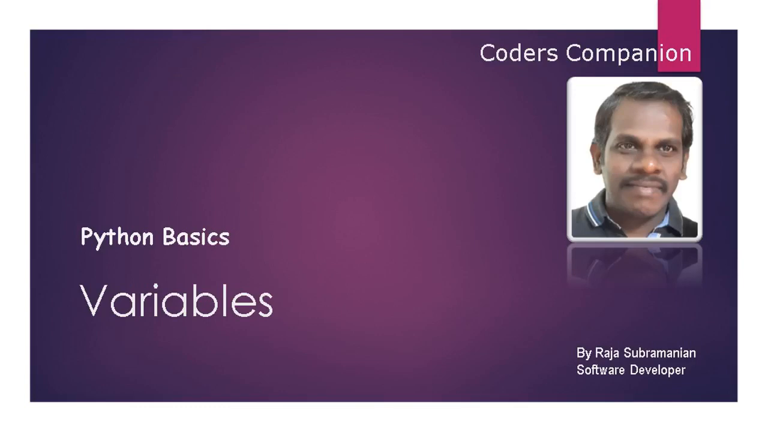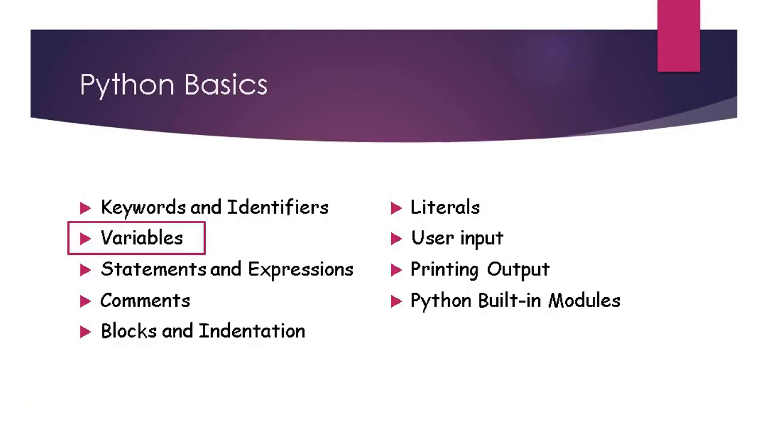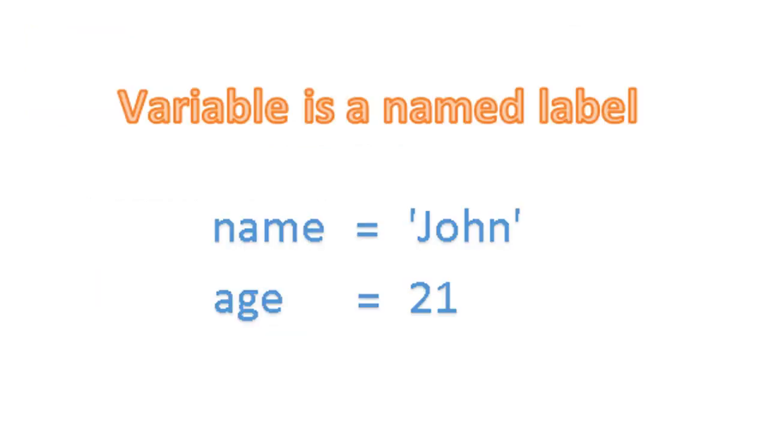Welcome to Coder's Companion. The topic that I am going to cover in this video is variables. This is the second topic in Python basics. Let's begin. A variable is a named label whose values can be used and processed during program run.